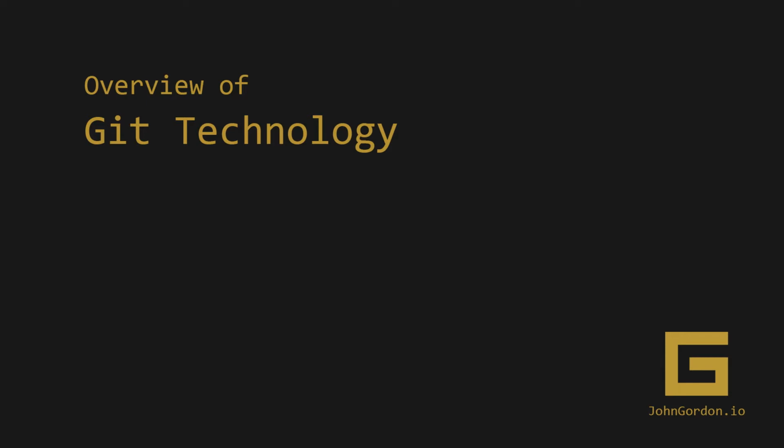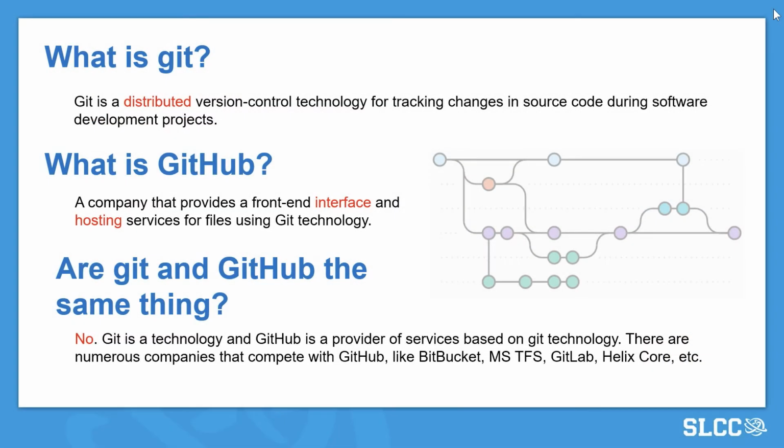In this video, we're going to do an overview of the Git technology. Git is a distributed version control technology. It's a fancy way of saying a way in which we can share source code and other files, usually across development teams. Git is a technology that's used by several different vendors.